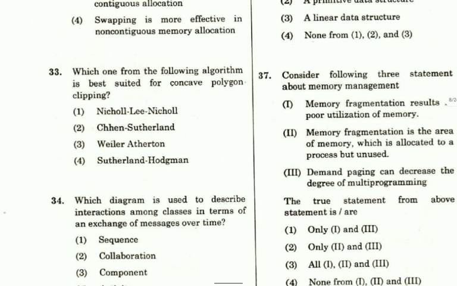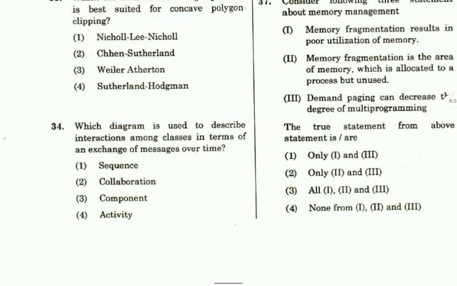Next. Consider the following 3 statements about memory management. Memory fragmentation results in poor utilization of memory. Memory fragmentation is the area of memory which is allocated to a process but unused. Demand paging can decrease the degree of multiprogramming. So here option 4, that is none from 1, 2 and 3, is the correct answer.